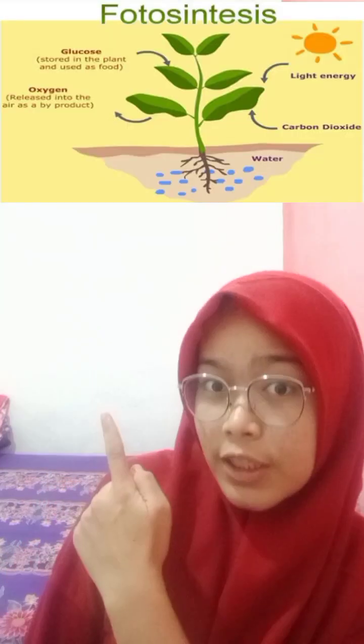I will tell you a little about photosynthesis. Understanding photosynthesis. Photosynthesis is the use of solar energy by plants containing green leaf substance or chlorophyll, or by bacteria, to convert carbon dioxide and water into carbohydrates.